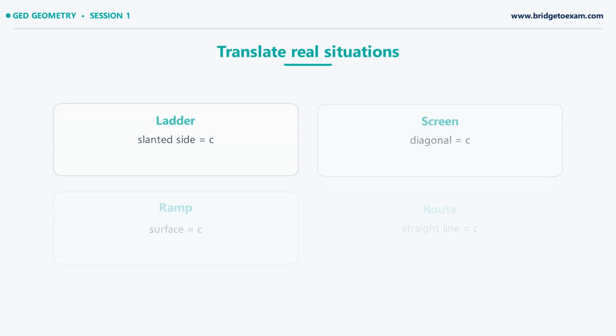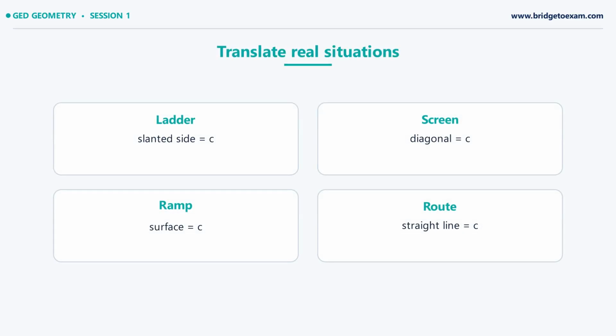In word problems, the triangle may be hidden. A ladder against a wall has the ladder as its hypotenuse. A rectangle's diagonal is a hypotenuse. A ramp surface is usually the hypotenuse, while its rise and horizontal run are legs. Sketch the two perpendicular directions first. The straight slanted connection is across from them.